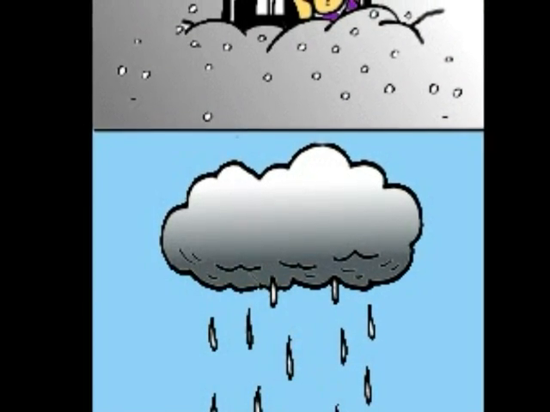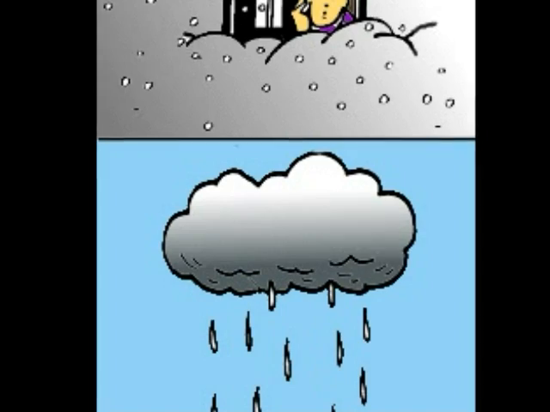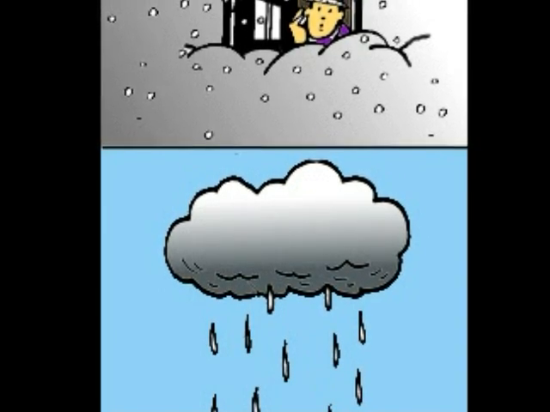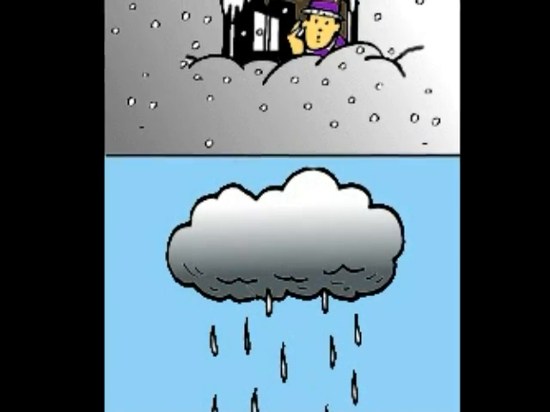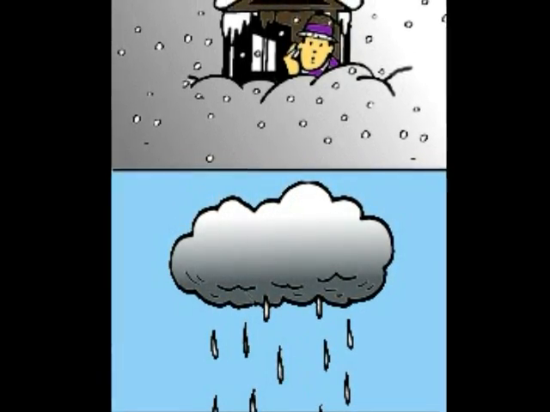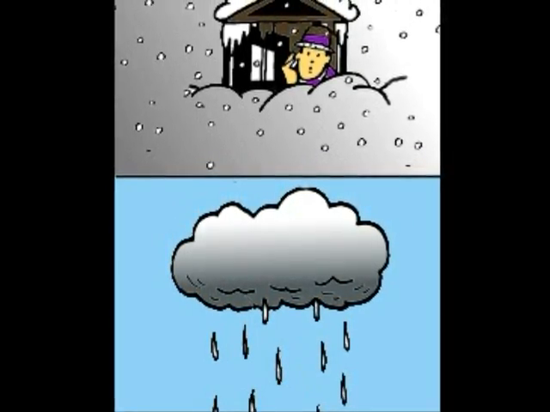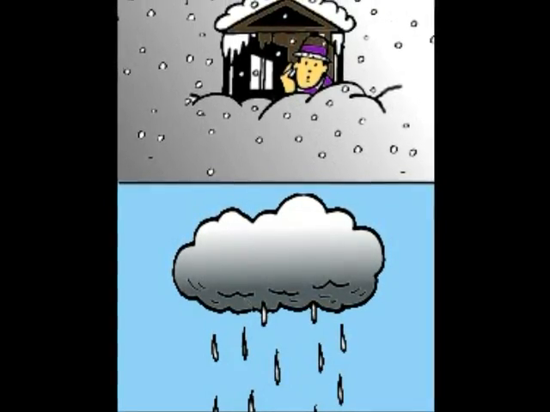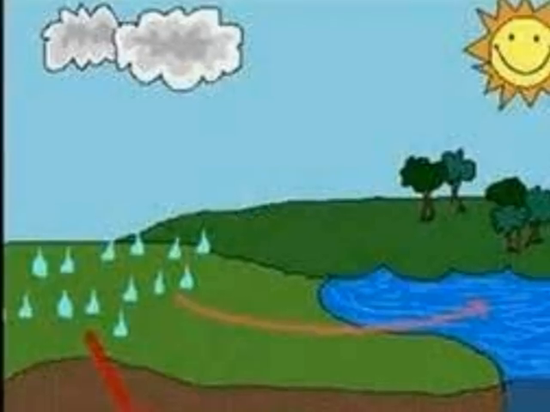Precipitation is any form of water that falls to the Earth's surface. Different forms of precipitation include drizzle, rain, hail, snow, sleet, and freezing rain. Precipitation is important because it helps maintain the atmospheric balance.